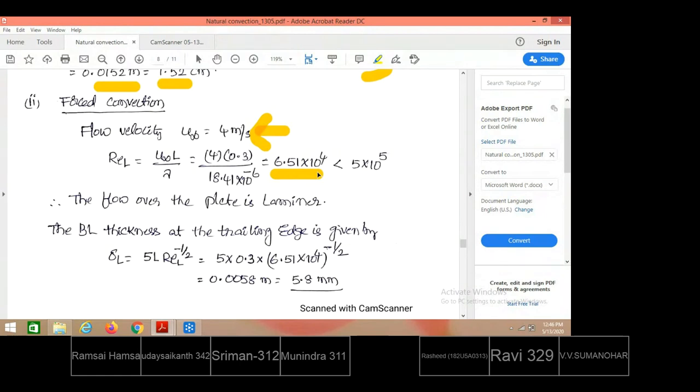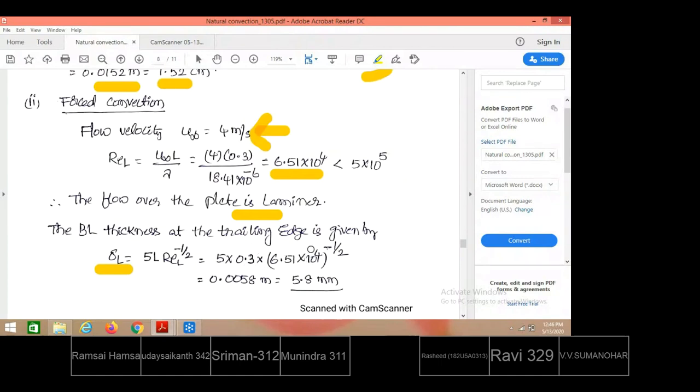For external flows, with Reynolds number less than 5 into 10 to the power 5, the flow is laminar. As the number is less than 5 into 10 to the power 5 over the vertical plate, again the flow is laminar. Now for forced convection, for laminar flow with constant wall temperature, the boundary layer thickness is 5L into Re to the power minus 1 by 2. L means the height of the plate.